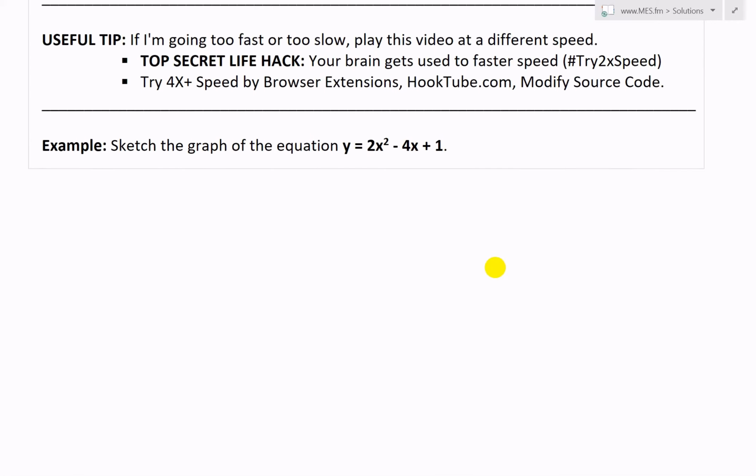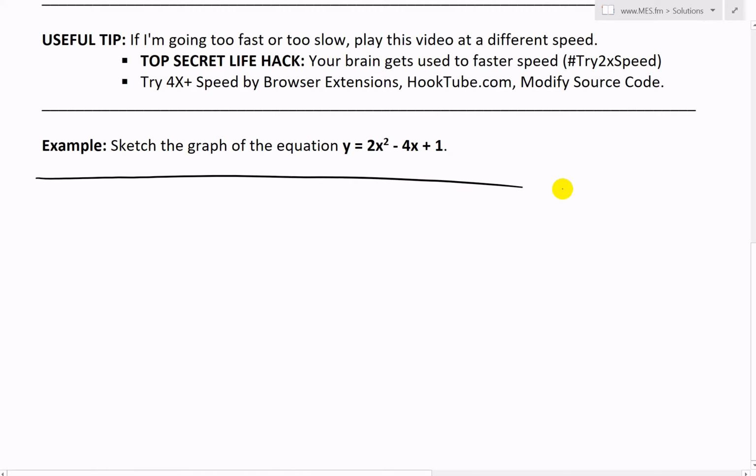So this is a parabola. The highest power is a square there, but it's not written in standard form, but we can get that by completing the square. So what we could do first is simplify this to get a better feel for this equation. We can factor out the 2. So we have 2x squared minus, then 4 divided by 2 is 2, so 2x like this, plus 1.